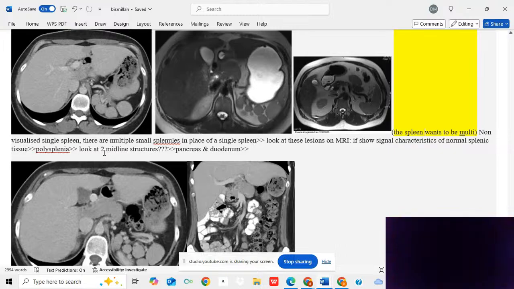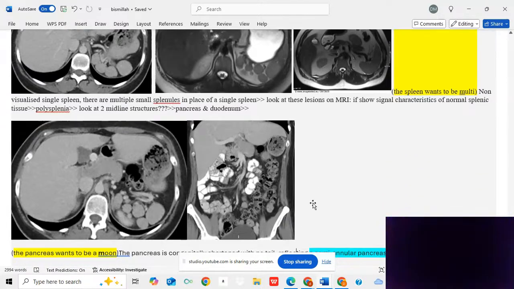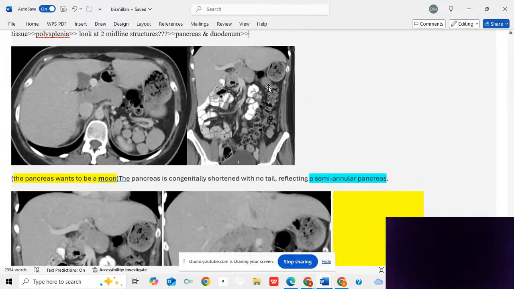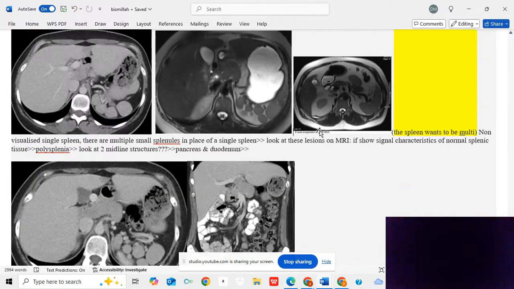So you need to look for the other two midline structures. You need to look for the pancreas and the duodenum. Don't worry, the other two midline structures are close to each other. So you want to go there and there, okay? Only here, check for the pancreas and the duodenum, okay?